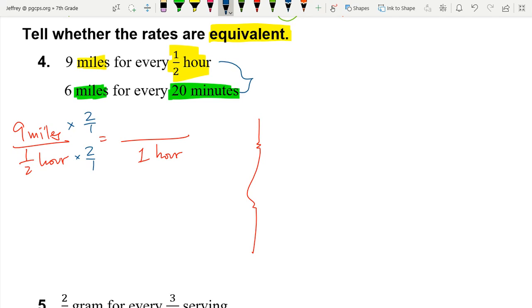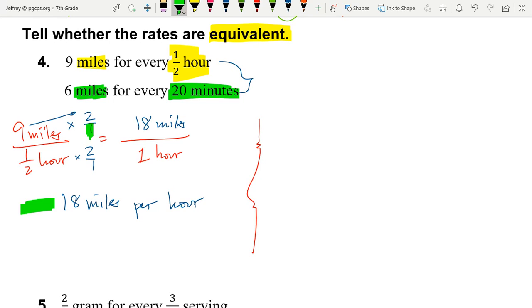Now remember, dividing is the same thing as multiplying by its reciprocal. So that's what we're doing. This is easier because if you double 1/2, it will become 1 hour. So now let's multiply 9 times 2. That should give us 18 miles per hour. So the rate for the first statement is 18 miles per hour. Now don't get confused that I didn't multiply it by 1, because 18 has a denominator of 1. It's the same thing.